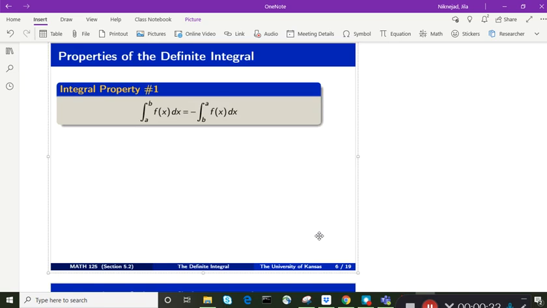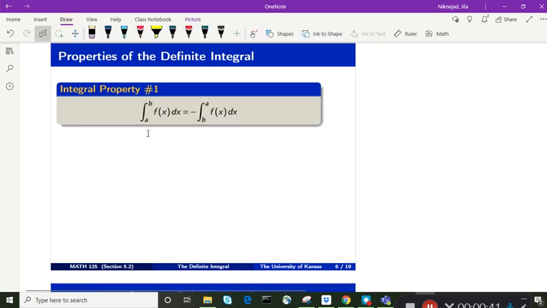Again, you have to know this: when we talk about upper and lower, that means that we're changing the order of the bounds. So that's the negative of the other integral when we change the order of the bounds.